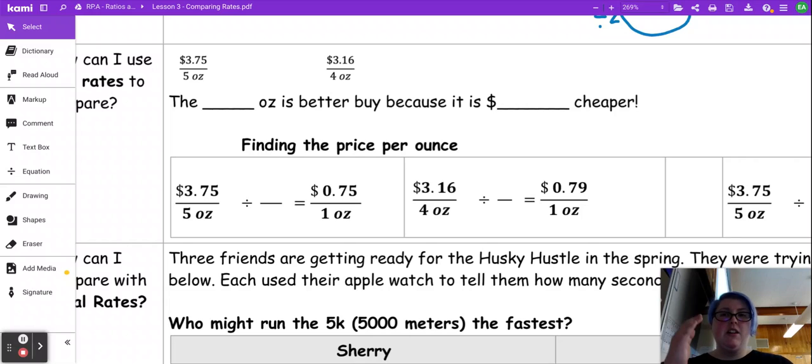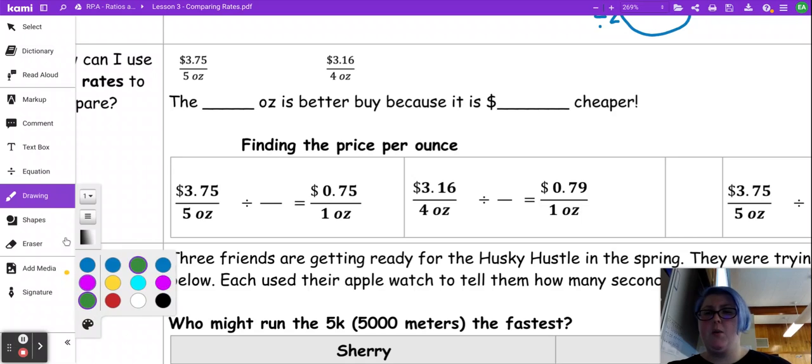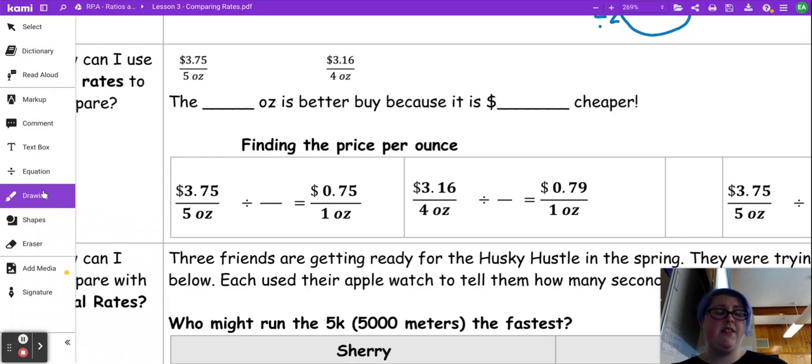Look at buying lotion. I personally, as an adult, want to make sure I get the best deal. So we have 2 bottles here. We have one that's $3.75 for 5 ounces and one that's $3.16 for 4 ounces. Which one is the cheaper? Which one's the better buy? Well, first let's find the price per ounce.